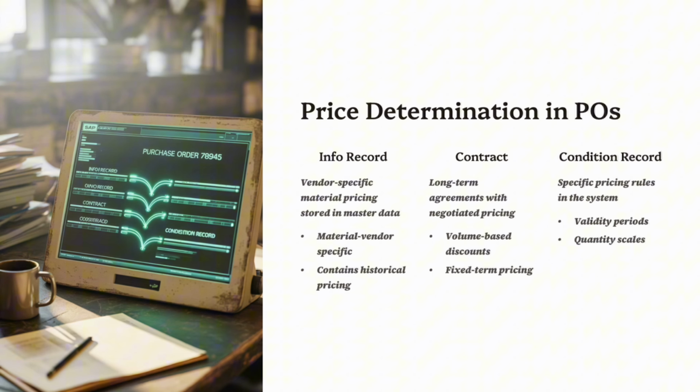Finally, users can enter a price manually if no automatic price is available. SAP also considers scales and validity periods. For example, a vendor may charge $100 per unit up to 500 units, but only $95 if you order more than 500. Automatic price determination saves time and ensures consistency.